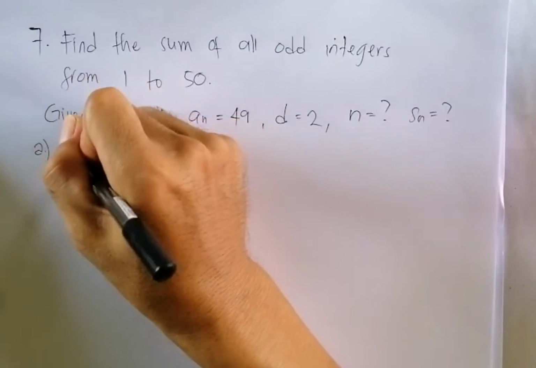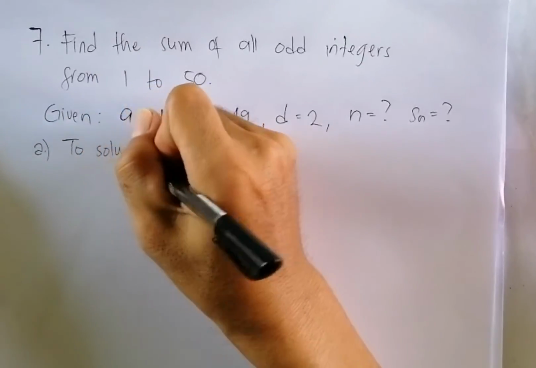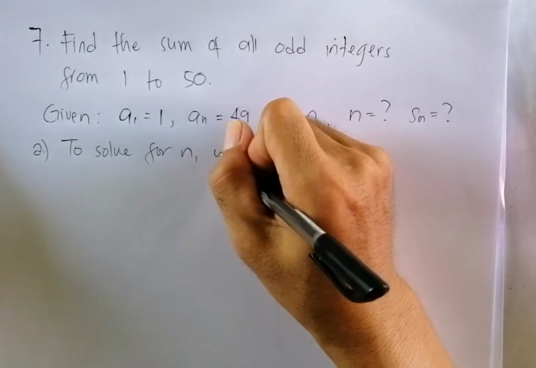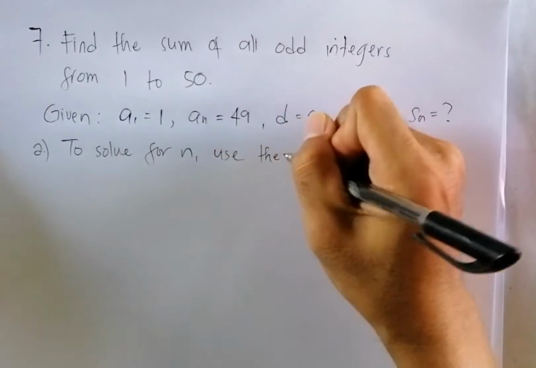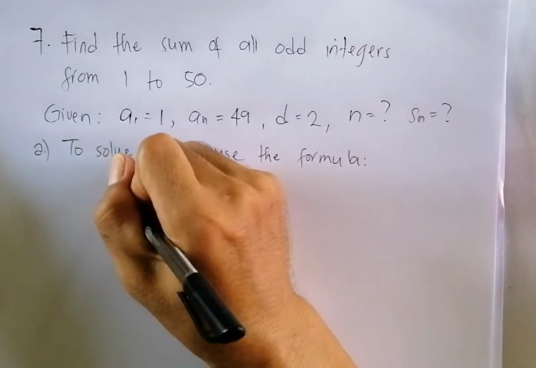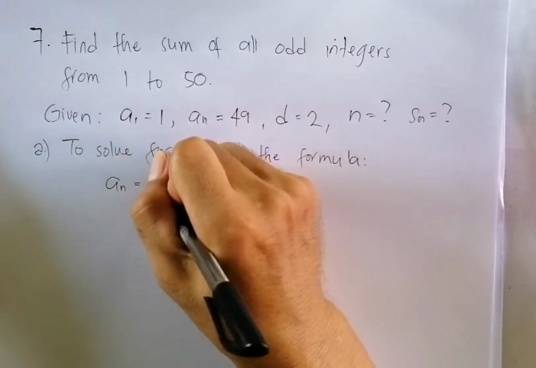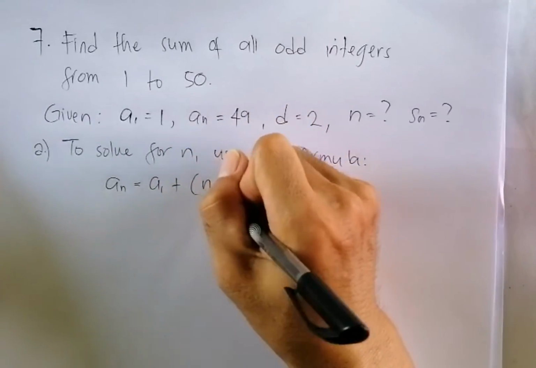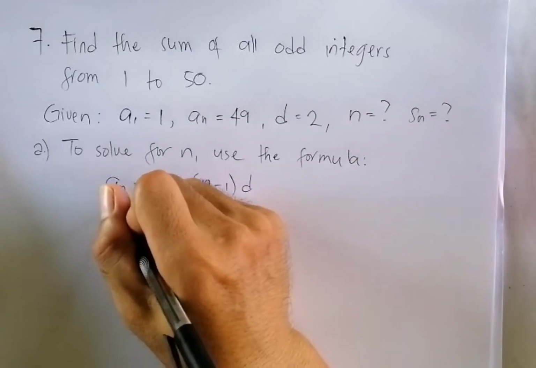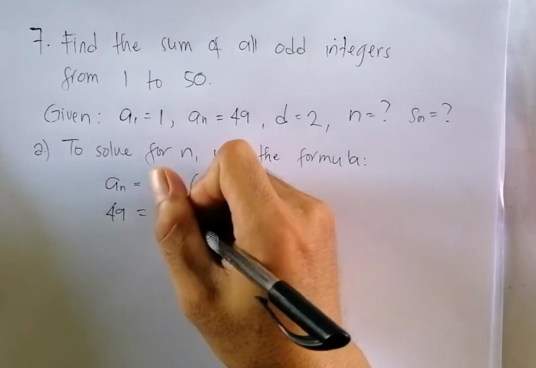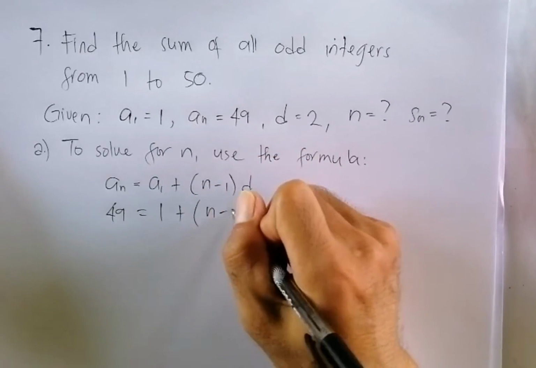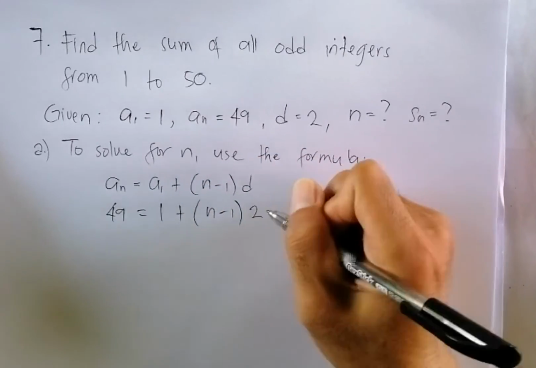So first is solve the value of n. Okay, use the formula. A sub n is equal to a sub 1 plus the quantity of n minus 1 times common difference. Then substitute the value of our a sub n, which is 49. Then a sub 1 is 1. We have n minus 1. Then common difference is 2.